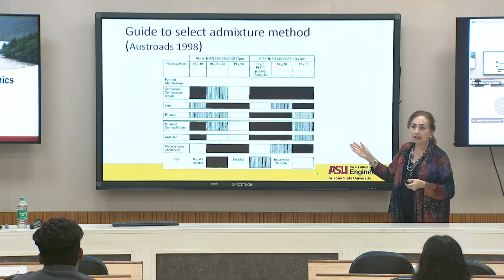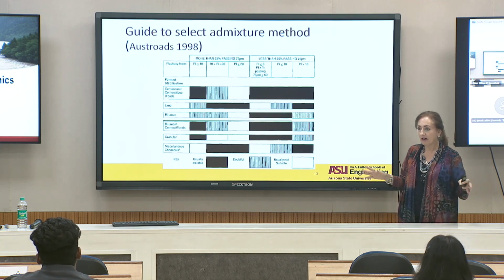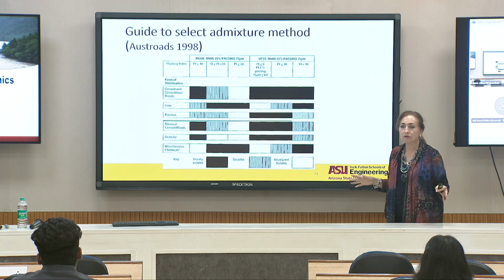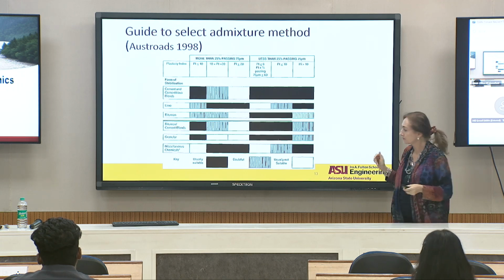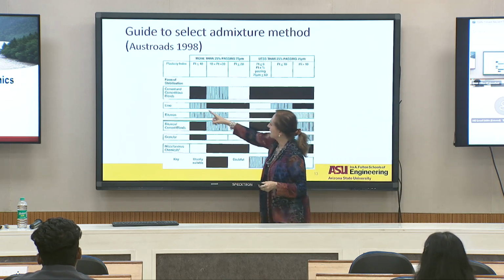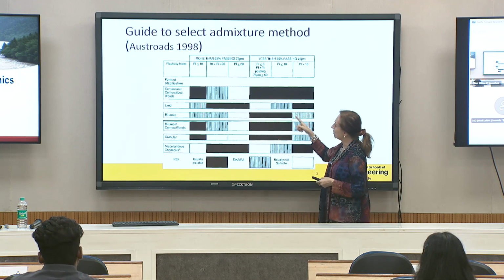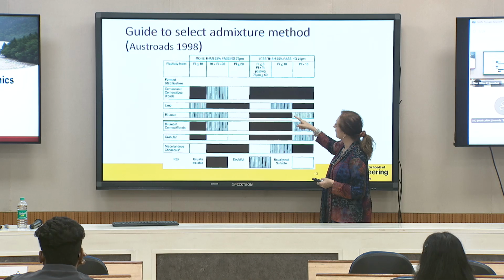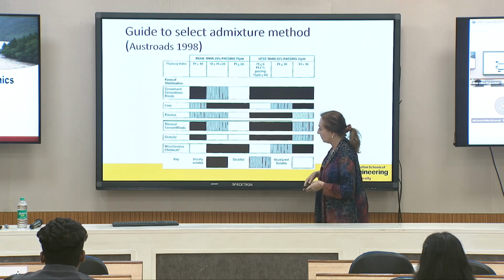So this kind of chart is going to help you, at least, to make a preliminary guess of what is going to be the best thing to do, depending on the soil type that you're going to find. Here it's the same with lime. The lime is used for the clay materials. Bitumen is usually for more granular material or less passing 200, and so forth.